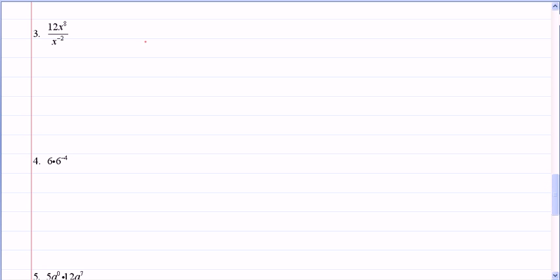For number 3, 12x to the 8th over x to the negative 2. Again, first step is to change the negative to a positive, so I bring it up, and I have 12x to the 8th times x squared. We're multiplying, so the rule is to add the powers, 8 plus 2, and so my final answer is 12x to the 10th.